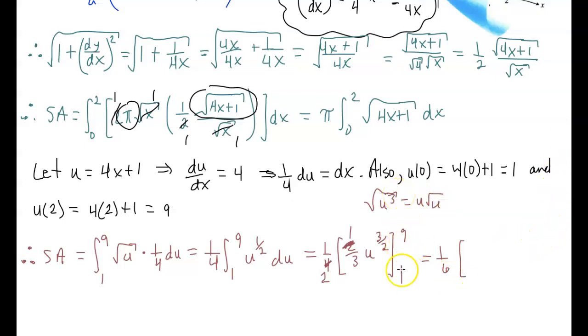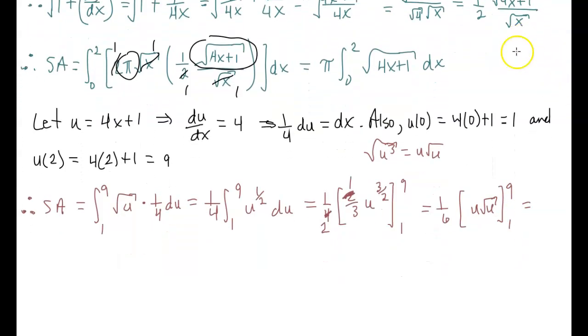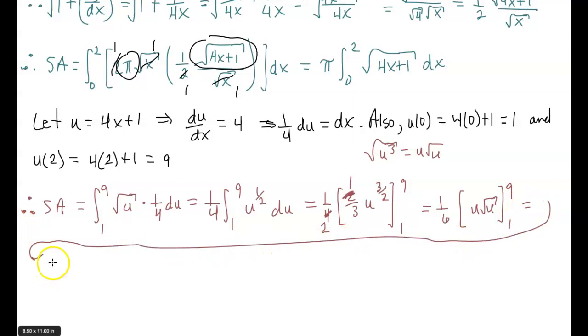When we think about that, and again, because our limits of integration are all non-negative, we can assume that square root of u squared, which ends up being absolute value of u, will just be u. So saying all that, we have this from 1 to 9, and now we can go ahead and plug in 9, and then plug in 1 using the net change theorem from Cal A. So this will be 1/6, 9 square root of 9 minus 1 square root of 1.